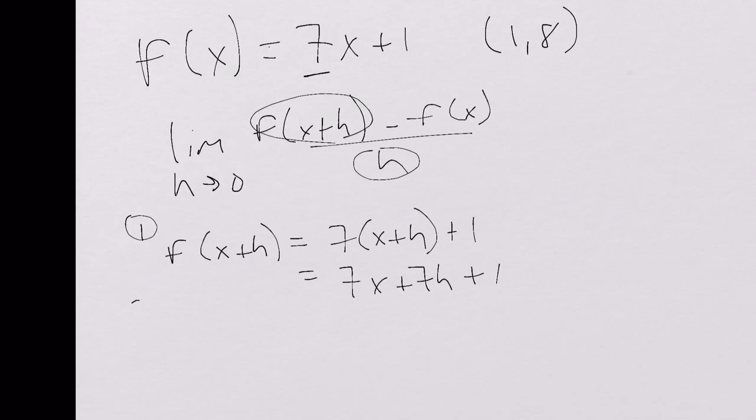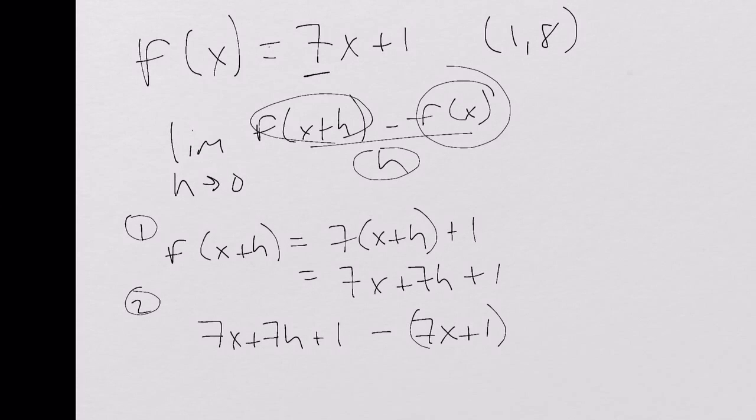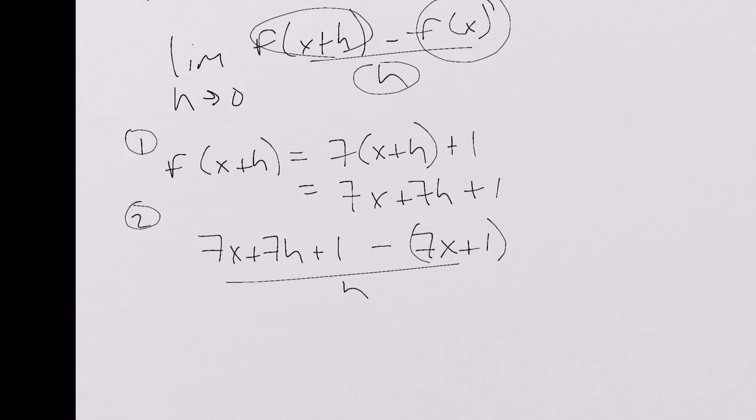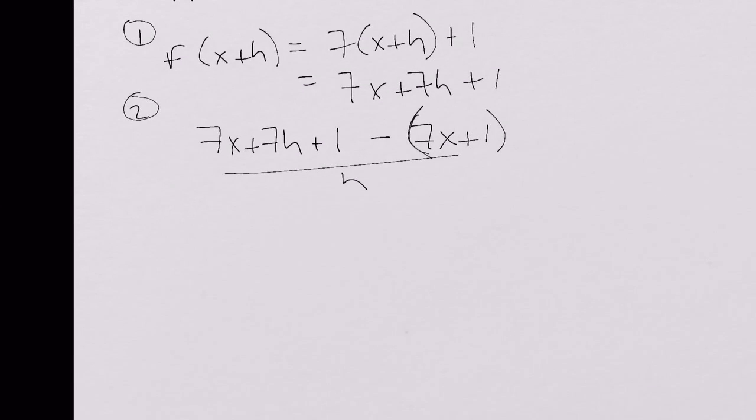So then I need to put it in this formula, and we'll actually find the difference quotient, is what it's called. So I'm going to do my f of x plus h minus my f of x, which is just 7x plus 1, and all over h. Now I do want you to notice that you need to put parentheses around your function there, so we subtract everything. So 7x minus 7x and 1 minus 1, those cancel out. So I'm left with 7h over h, which just gives me 7.